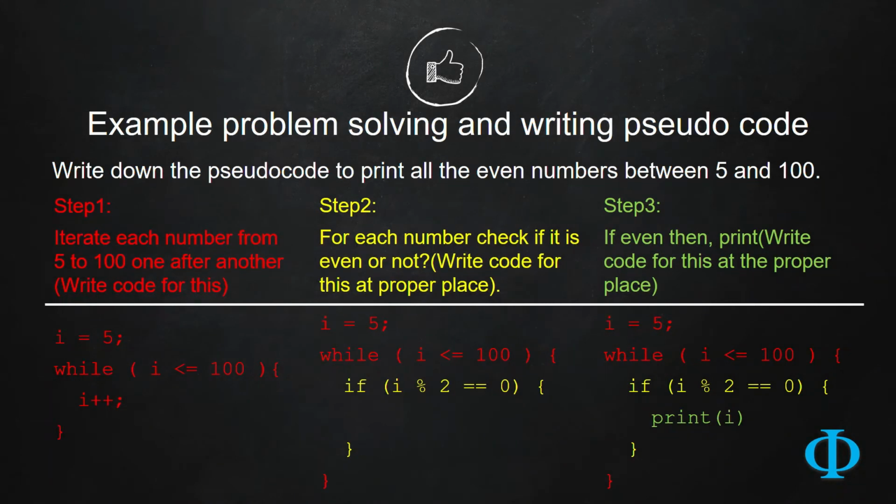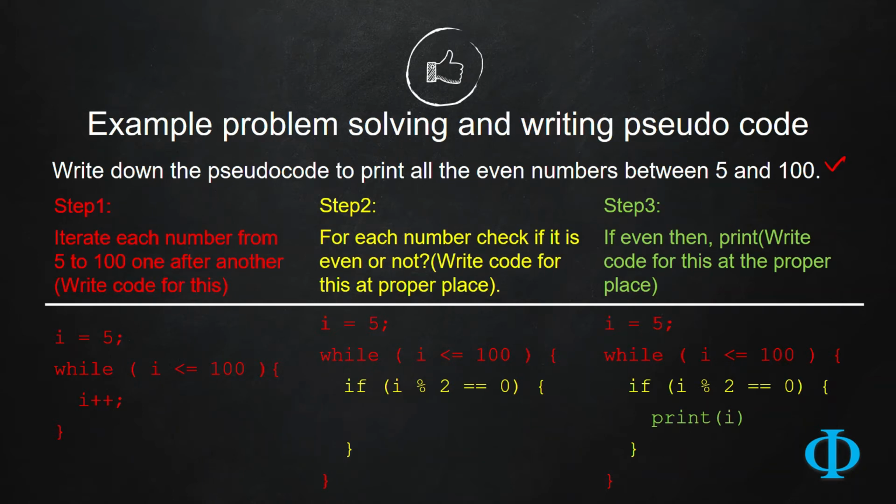So now let us check how to solve a problem. In order to solve the problem, as I have told, never jump directly to write the code. First, break down the problem into as small steps as possible. A simple example can clarify the concept. Let's say the example is: write down the pseudocode to print all the even numbers between 5 and 100.